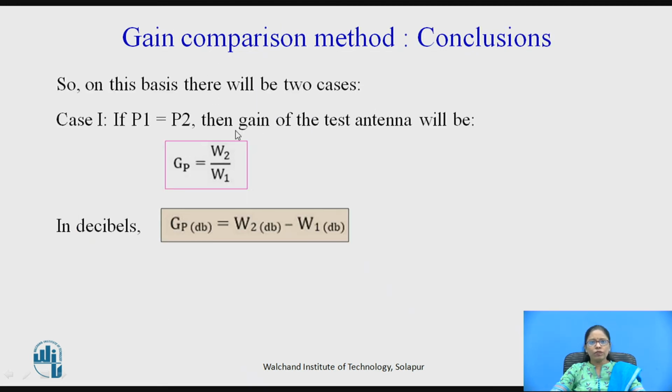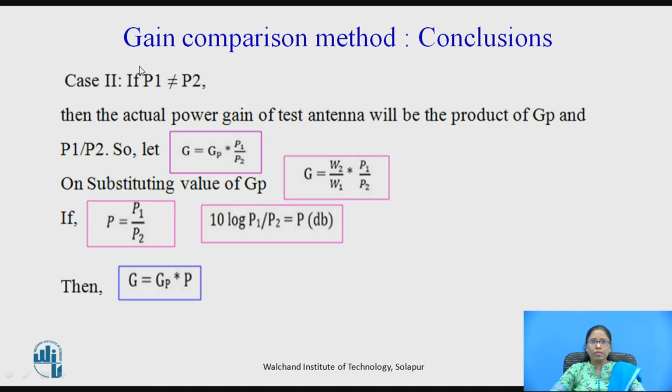Now on the basis of this, if P1 is equal to P2, the gain of the test antenna will be GP, which is W2 upon W1. The condition is P1 equal to P2. In that case, the power gain is W2 by W1, where W is the radiation intensity, or if the power gain is in dB, it is W2 dB minus W1 dB. And in case P1 is not equal to P2, then the actual power gain of the test antenna will be the product of GP into P1 by P2. What is GP? GP is W2 by W1.